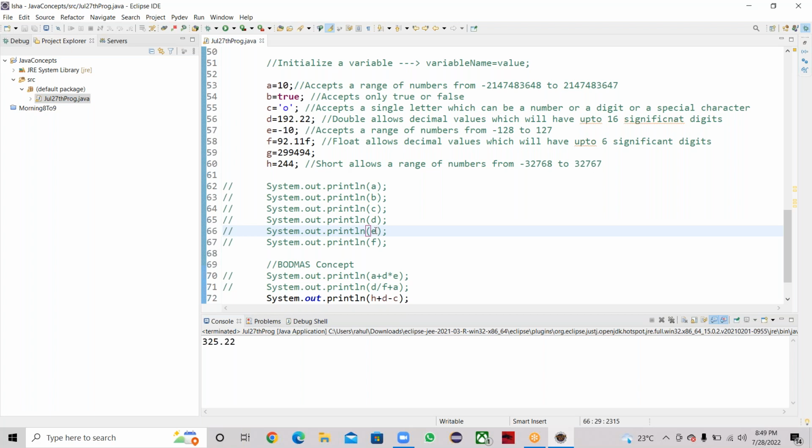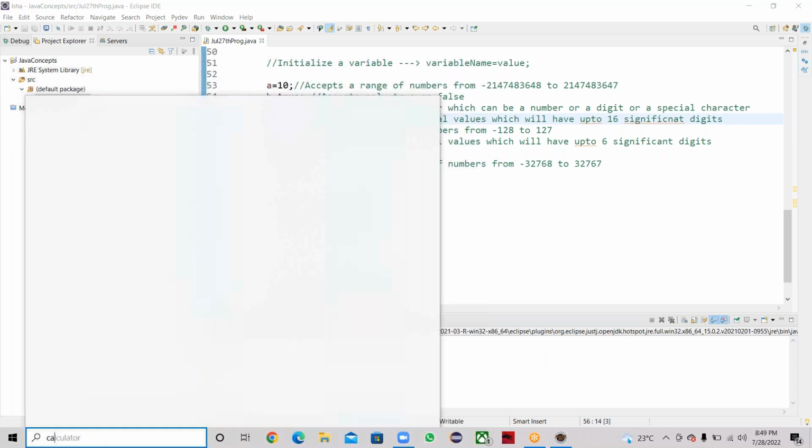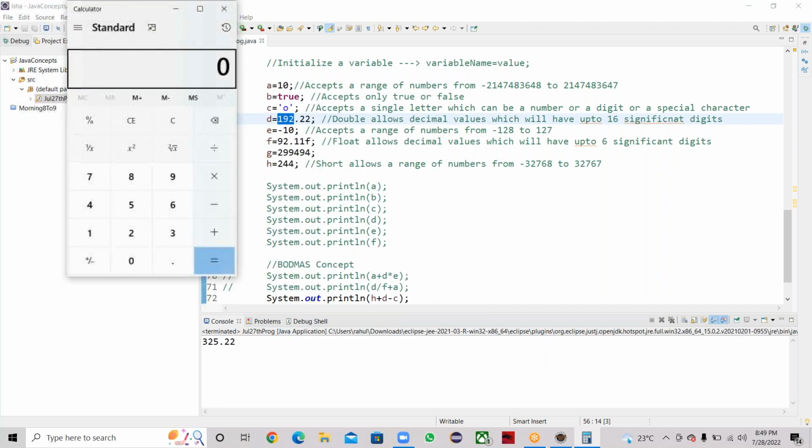The answer is 325.22. But how is it, Rahul? Like how will I get it? Explain. What is the value of H? 244, right? Yes. What is the value of D? 192.22. Let me pull out the calculator. The ASCII value of O is 111. Okay. Then, is Haripriya and Uma clear with the answer?